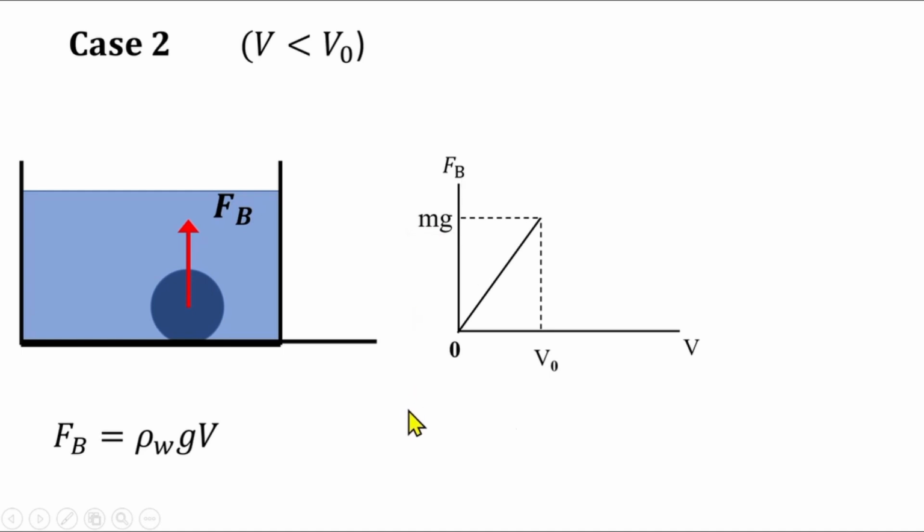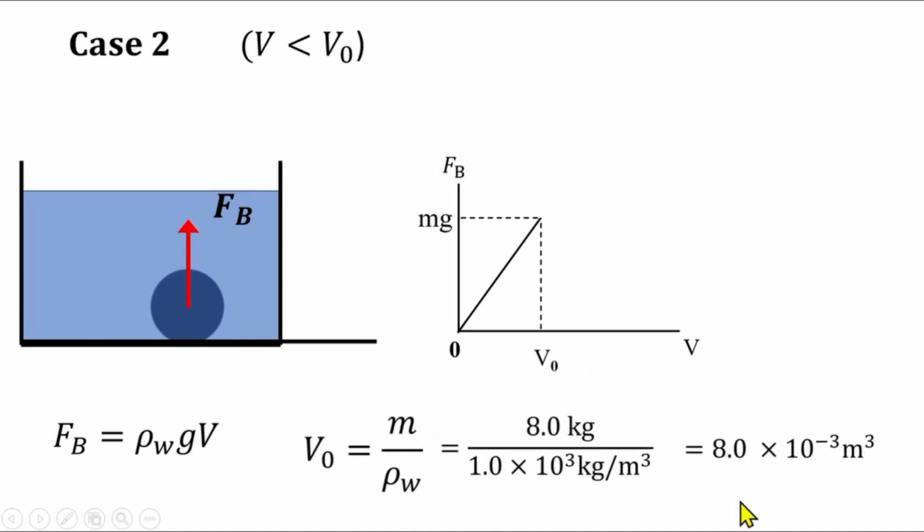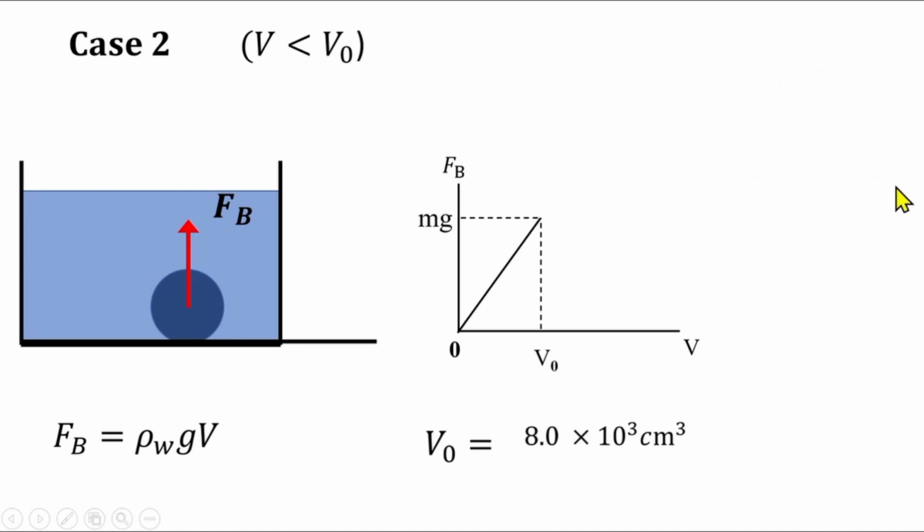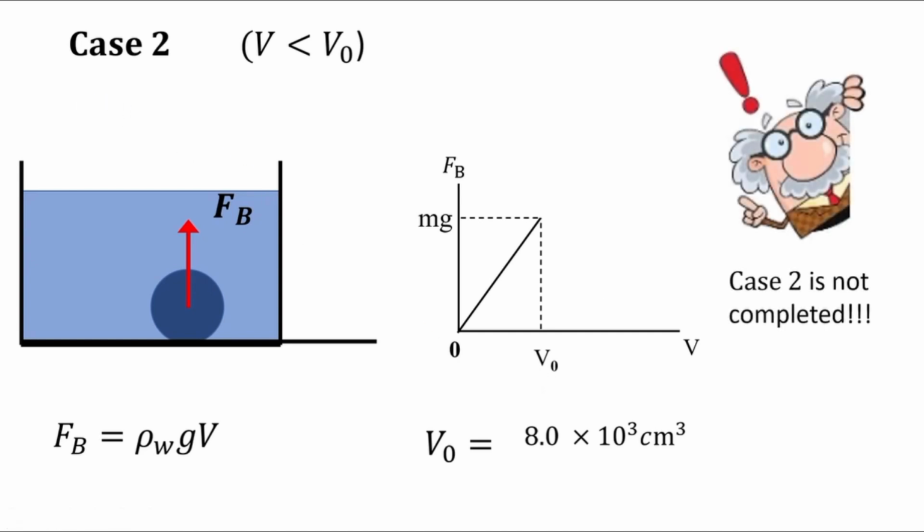And V0 we can calculate using its definition, and it's given by this number. It's more convenient to represent this number in cubic centimeters. We use a converting factor, and V0 is equal to this number. However, at this point, case 2 is not completed. Why is it so? Let's look at this case in more detail.